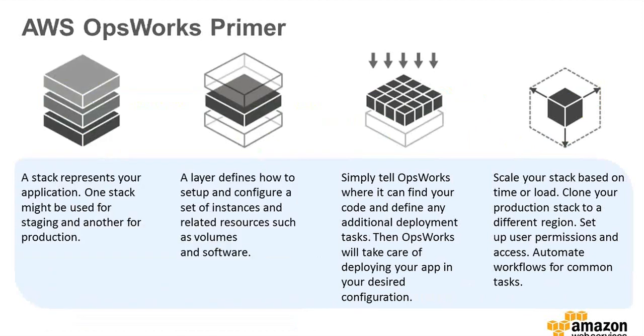So let's have a quick look at the OpsWorks primer. What is it and how does it work? The terminology around OpsWorks is a little bit unusual. We talk about stacks. A stack essentially is an environment, whether it's production, dev test, staging, or something else. We refer to it as a stack. A stack is then configured from a number of layers. Think of a layer as a tier of the application. Be it your load balancing tier, your web tier, your middle tier, and your database tier.